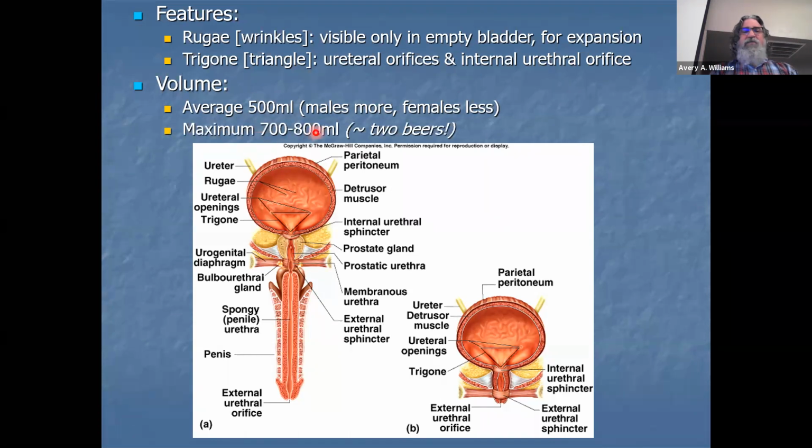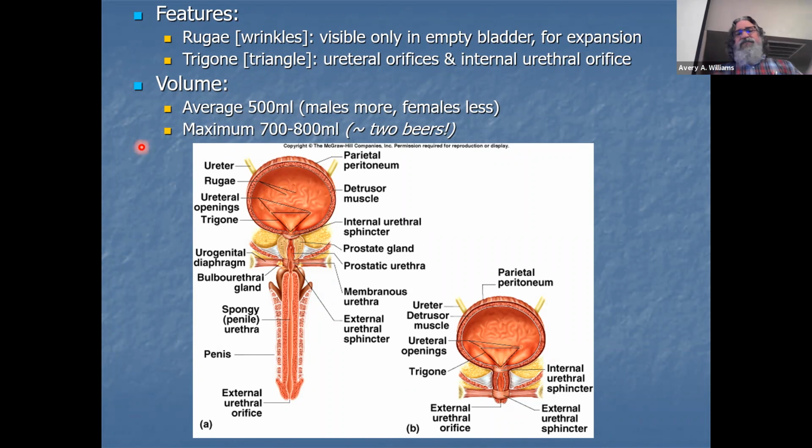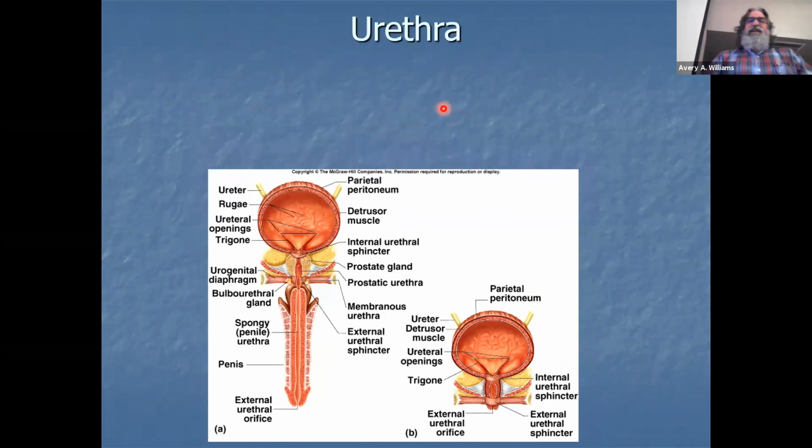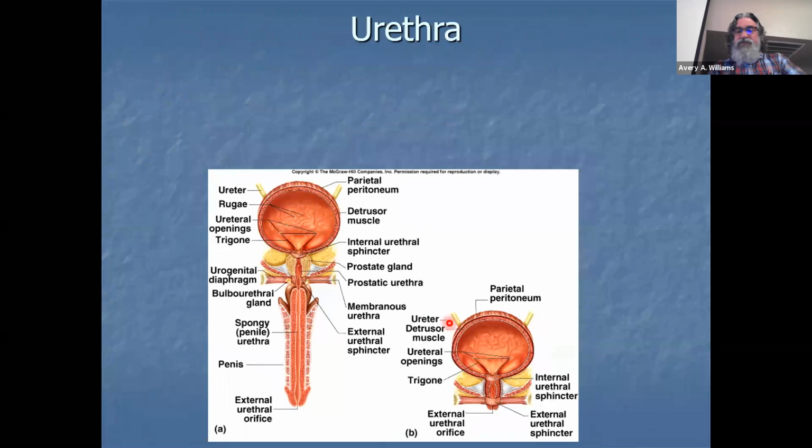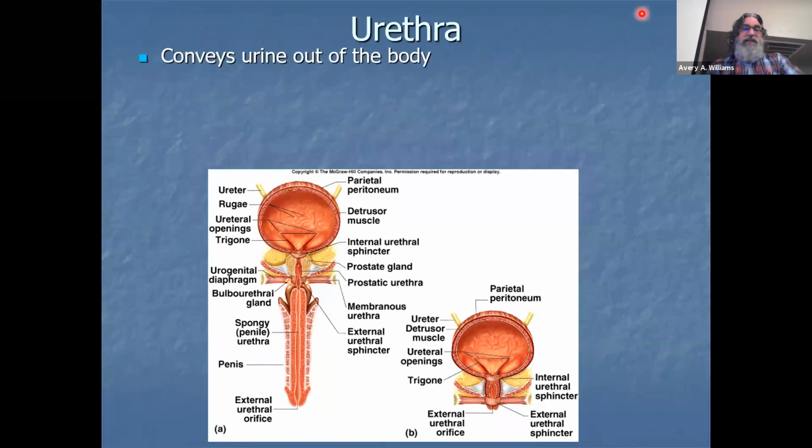The maximum volume of a bladder, I think I got this from your book, is 700 to 800 milliliters average. You can have up to 1,000 milliliters, which is a lot. And that would be very painful if you're holding your pee that much. But that's about 2 beers worth. That's about how much that is, about 2 beers in your bladder. Okay, anyway, for what that's worth.